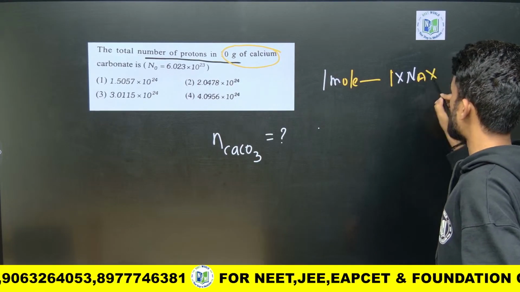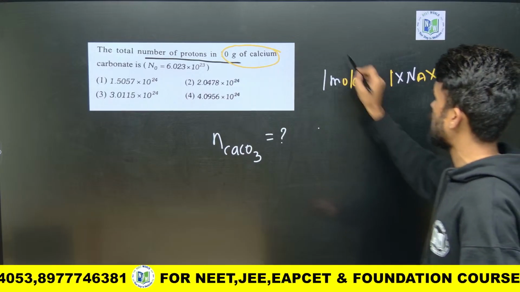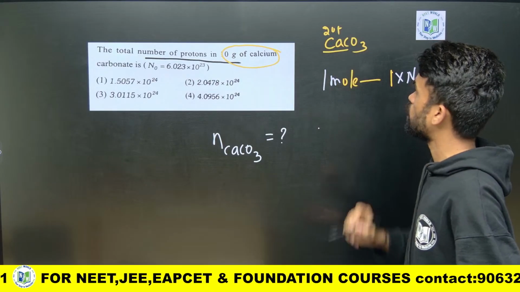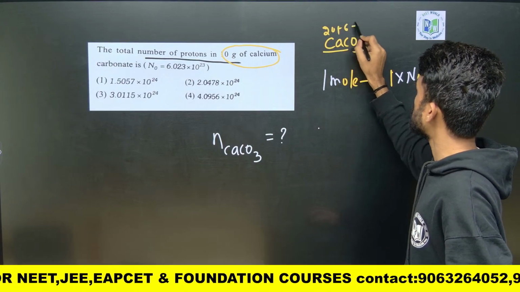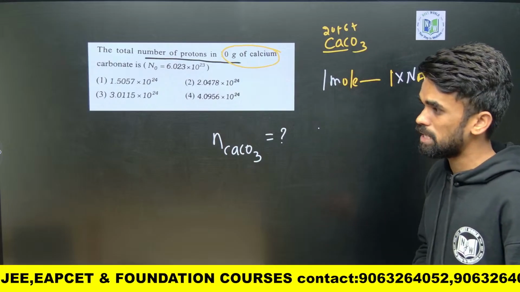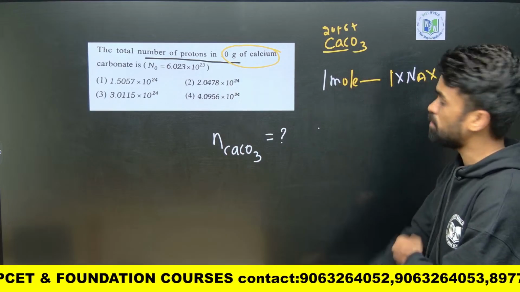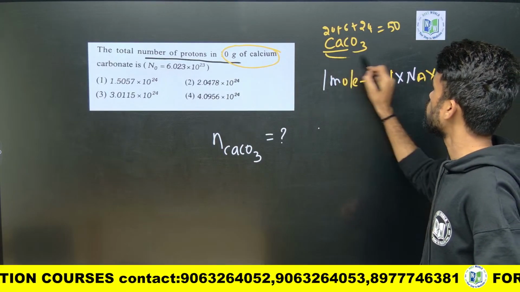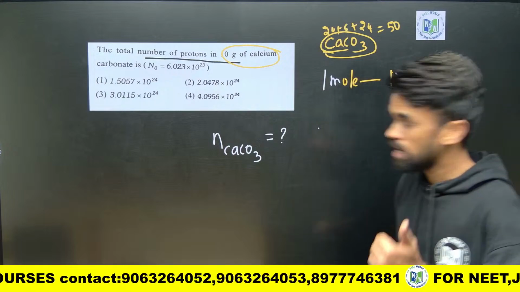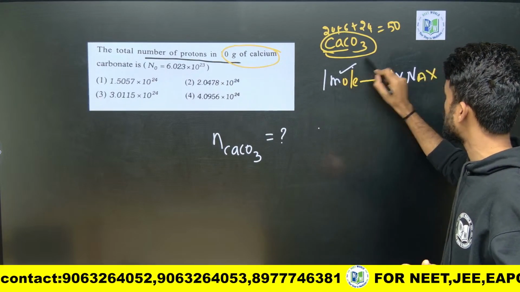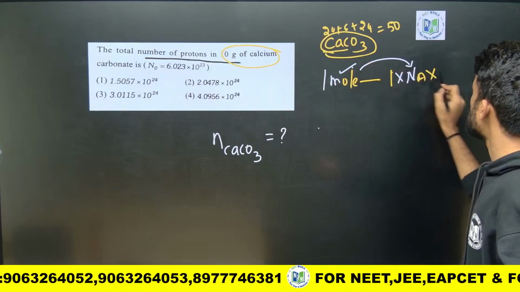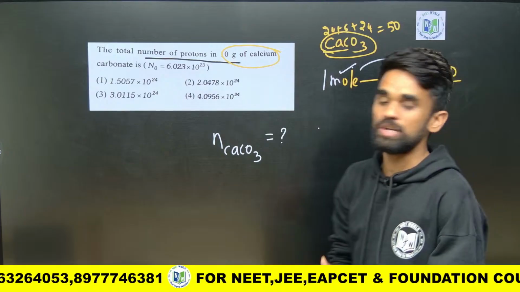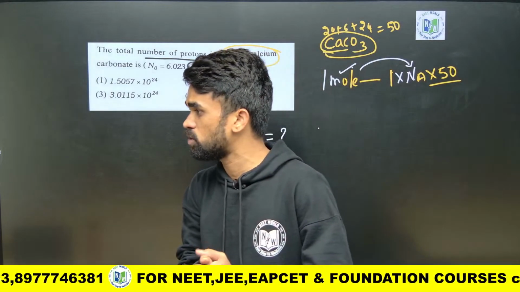In each unit of calcium carbonate, the formula is CaCO3. Calcium atomic number is 20, so 20 protons, and carbon atomic number is 6, so 6 protons. Oxygen atomic number is 8, so 8 into 3 is 24. Totally, 50 protons are there in 1 unit of calcium carbonate. So after finding the number of moles, we multiply that with Avogadro number and also with 50, which gives us the number of protons in this calcium carbonate. This is the concept we need to use here.